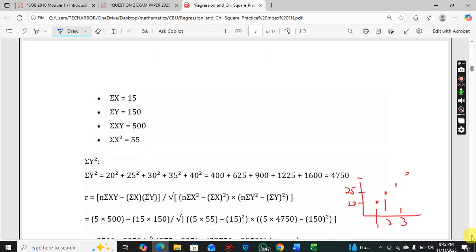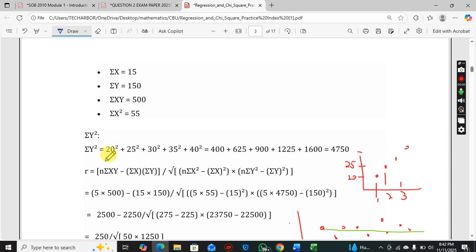So for sigma y squared here, each of the y values we square them, and you add them up, and you get 4,750. Once you've done that, you replace in the formula.